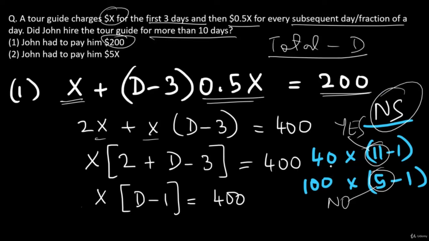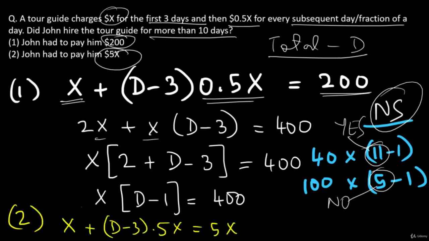Alright, what about statement 2 alone? It says that he had to pay him $5x. So let's write the equation. X plus D minus 3 into 0.5x is equal to 5x. Now you can see that this statement is sufficient, right? You have x throughout, and x is a positive number, so you can cancel it and you have an equality over here.